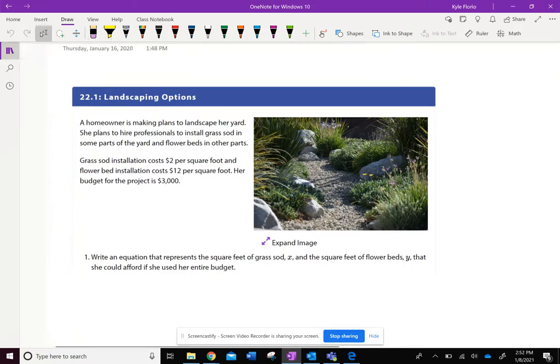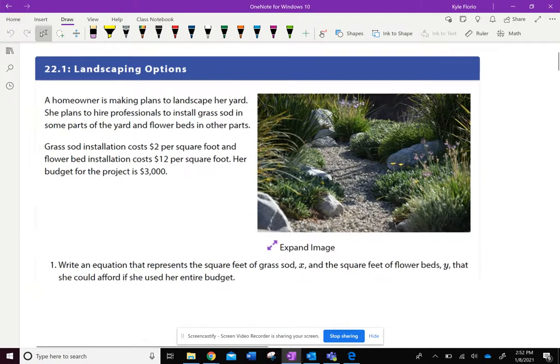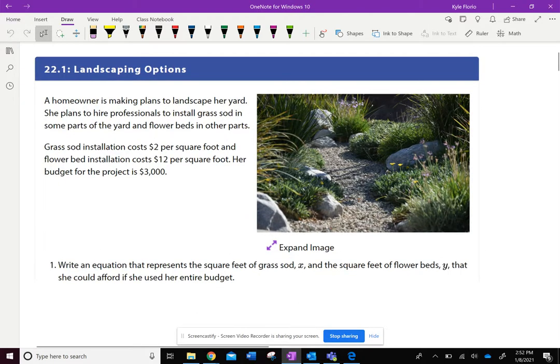So this is lesson 22.22 from the class notes. So here we go. The landscaping options. A homeowner is making plans to landscape her yard. She plans to hire professionals to install grass sod in some parts of the yard and flower beds in other parts. Grass sod is installed at a cost of $2 per square foot, and the flower beds installation costs $12 per square foot. Her budget for the project is $3,000.